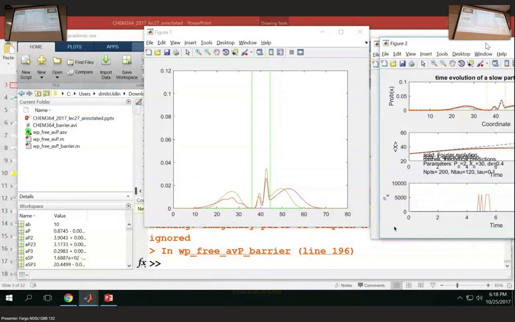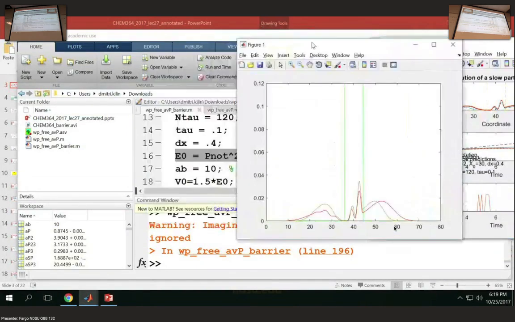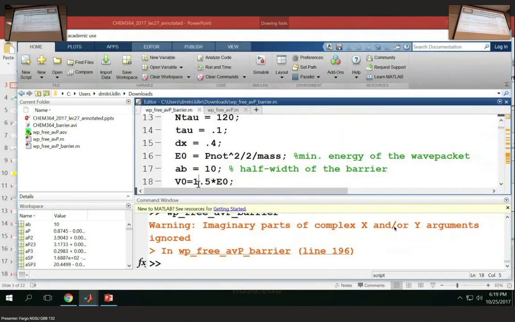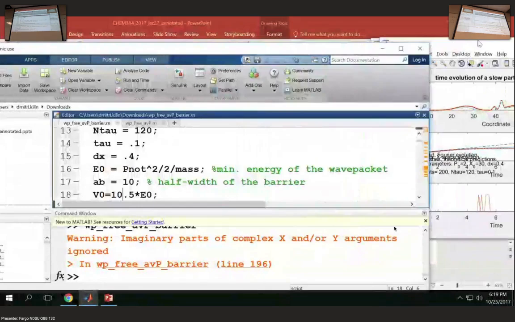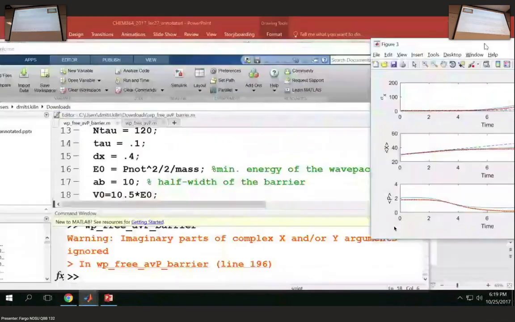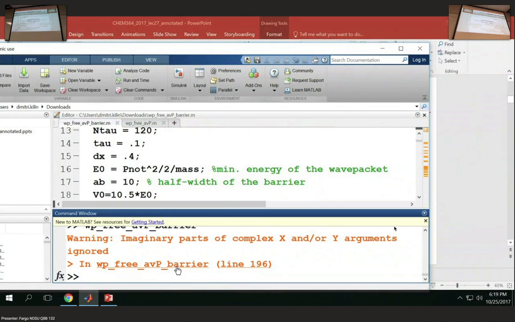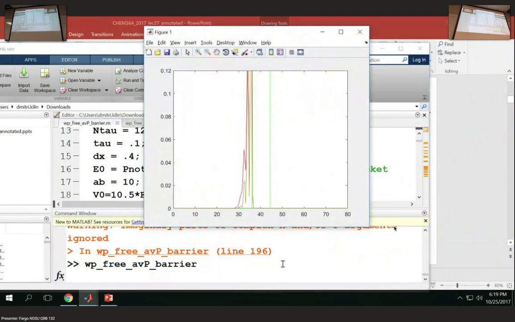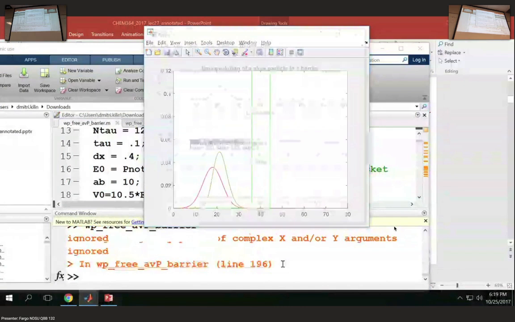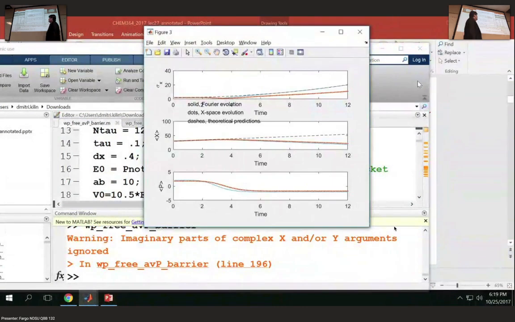So, if we increase this ratio to like 10.5, what should we see then? Reflection or passing through? If the height of the barrier is 10 times higher than the kinetic energy. Reflect? Bounce back. Right? And then, if you have time, you may also analyze our observables.